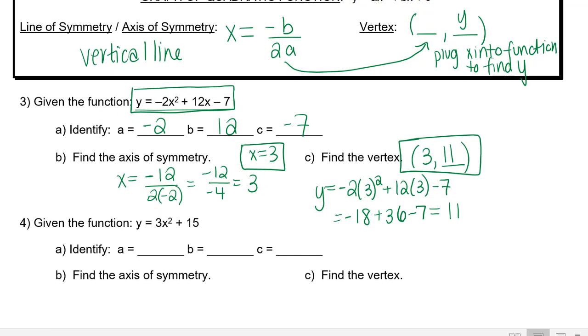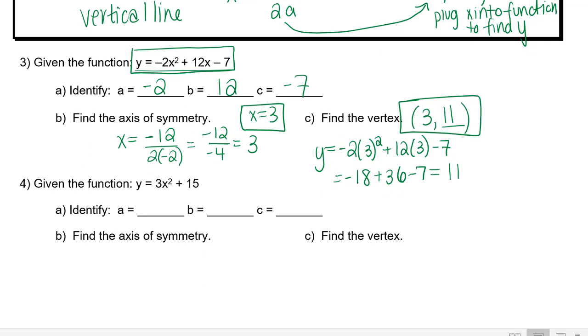All right, same idea with this next one. If you're feeling comfy, go ahead and try this on your own, identifying those values. Feel free to pause the video and then check your solution in maybe 30, 40 seconds. So identifying those a, b, and c values. A is whatever is in front of the x squared. B, we technically don't have an x term, so that's 0, and then c is that constant.